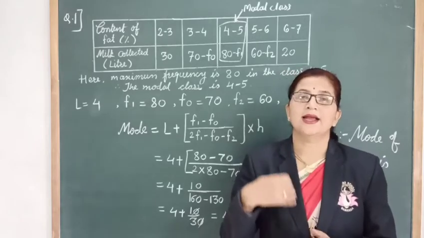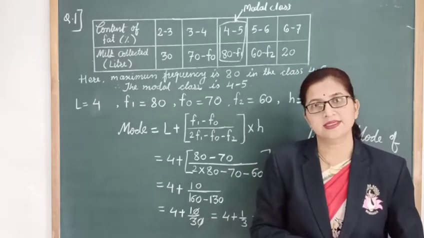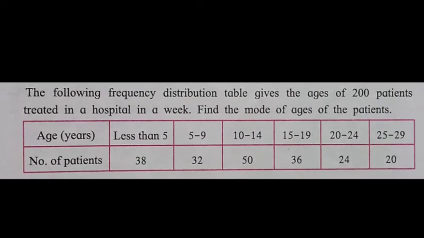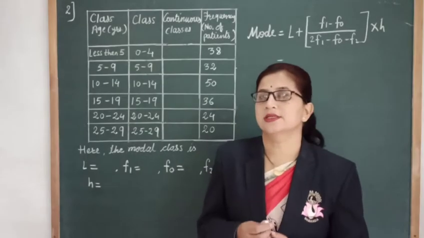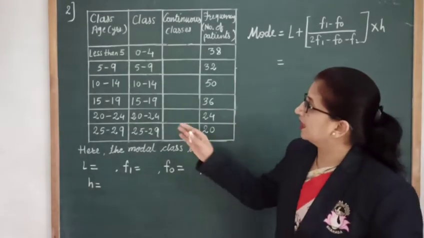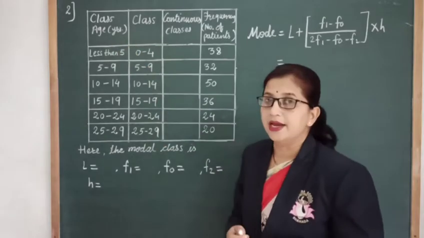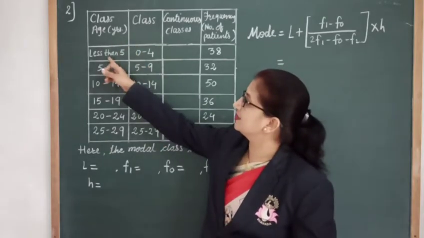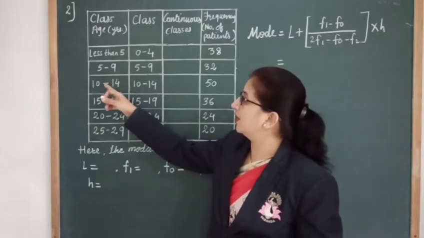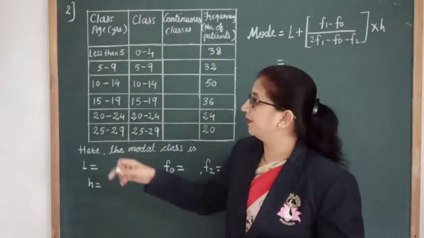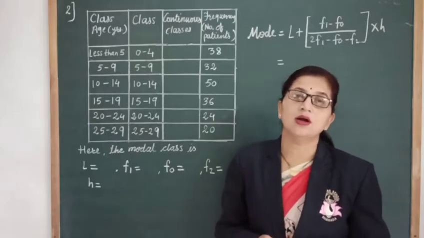Okay. Let's take one more example with the non-continuous class. The following frequency distribution table gives the ages of 200 patients treated in a hospital in a week. Find the mode of ages of the patients. So dear students, in this question, see the classes. Class, that is age in years. So first class is less than 5, then second one is 5 to 9, then 10 to 14, then 15 to 19. So here classes are not continuous.